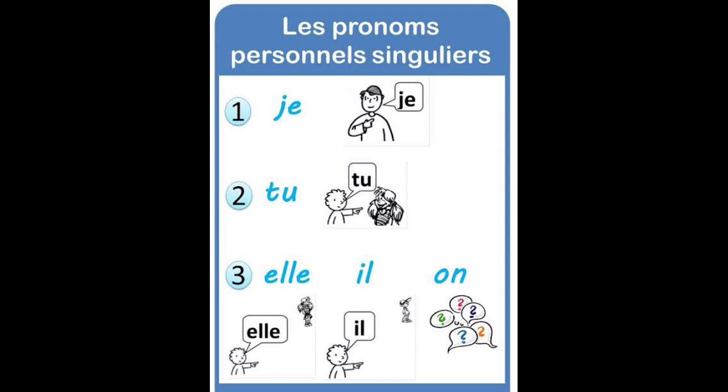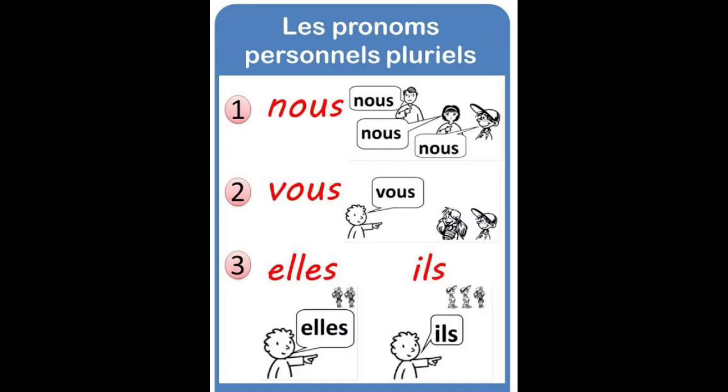Let's move to the plural pronouns. The plural pronouns, as we said, are 3. They are the 4th person, the 5th person, and the 6th person. So the 4th person is nous. Look at the photo. There are many people that they are talking about themselves. So they say nous. In English, the equivalent is we.